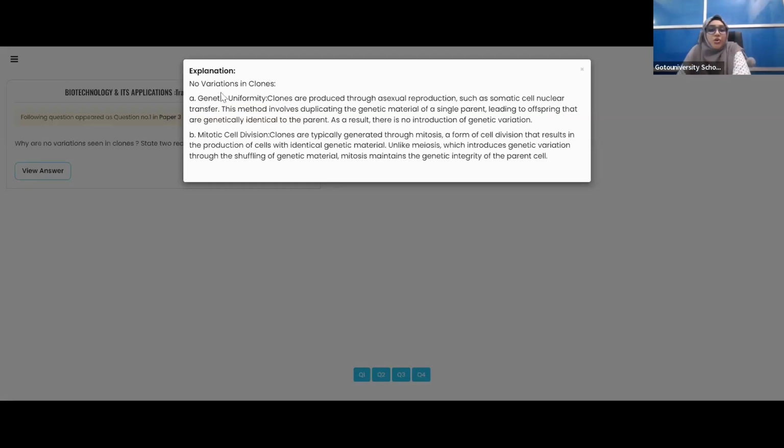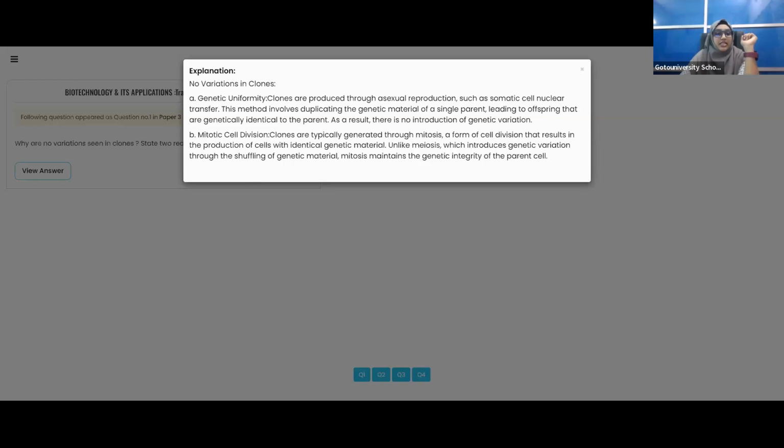See here. No variation in clones because first thing is genetic uniformity. Clones are produced through asexual reproduction. We all know this. Is it clear? So when we are producing through asexual reproduction, this method involves duplicating the genetic material. It is not dividing the genetic material. First thing you have to remember is duplicating the genetic material of a single parent, which leads to offspring that are genetically identical to the parent. Whenever you are dealing with asexual reproduction, if they ask to explain asexual reproduction or its consequences, we write one important sentence: they are genetically identical to the parent. Is it clear?